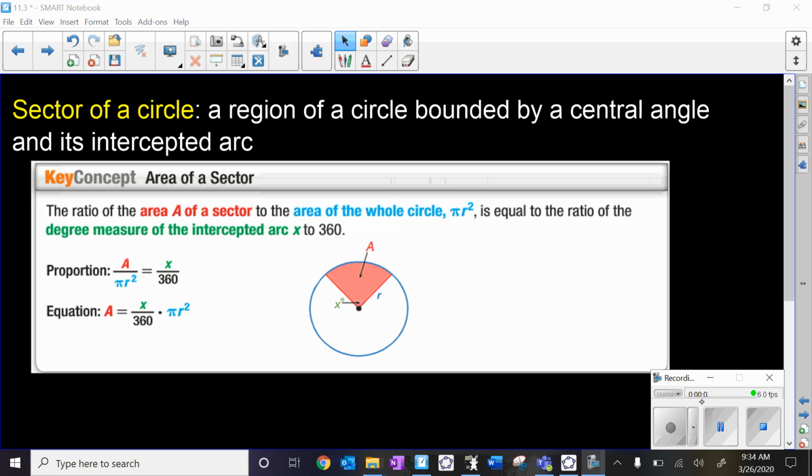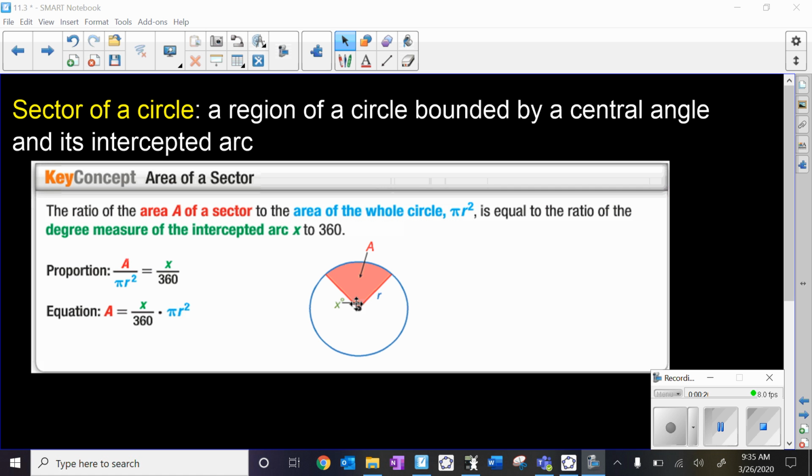And finally, in section 3, we're going to look at finding the area of a sector of a circle. The sector of a circle is just a portion of the circle. You can see that in the picture here. This red space is considered a sector. Notice it's just a portion of the entire circle.